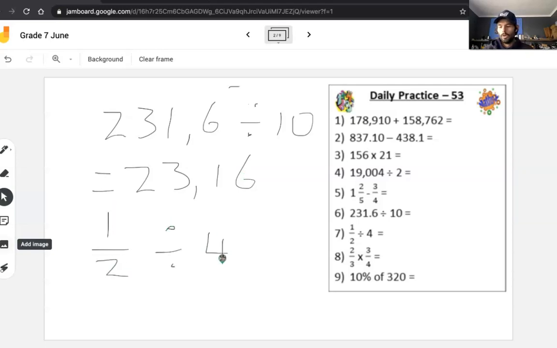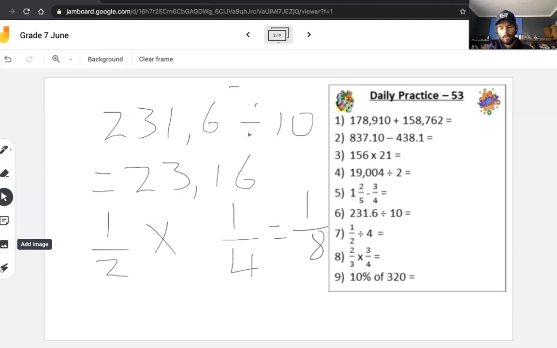Okay, we know that we can write 4 as 4 over 1, just so that we have 2 fractions. Okay, when we divide fractions, we change the division sign to multiply, and we invert the fraction after the division sign. So now we've got a half multiplied by a quarter, and that gives us 1/8.